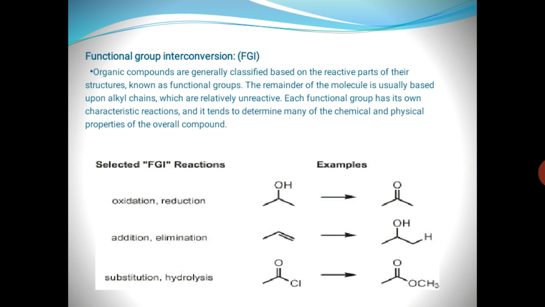The first reaction is oxidation or reduction. Here we take isopropyl alcohol, which gets converted into ketone. Now the next reaction is addition reaction or elimination reaction. Here we take alkene, which gets converted into isopropyl alcohol. The next reaction is substitution reaction or hydrolysis reaction. Here we take acetyl chloride, which gets converted into ester. These are called functional group interconversion reactions.